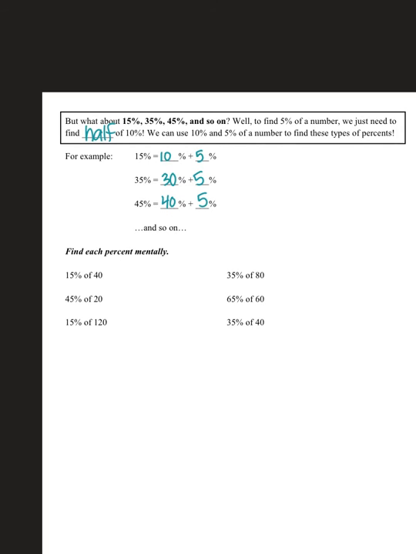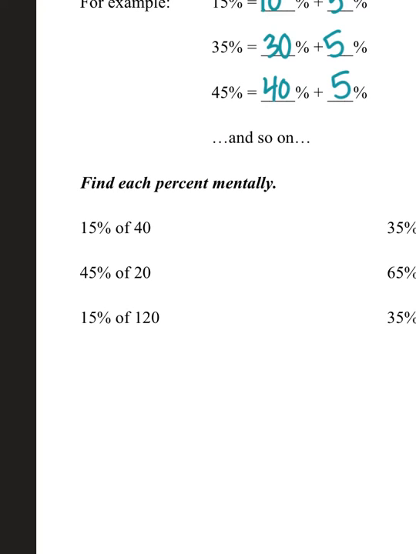So let's do this next part. Okay, I'm going to kind of break this down a little bit until we get the hang of it. 15% of 40, that's 10% plus 5%. Okay, so 10% of 40 is 4, plus 5% is going to be half of that 10%, right? And half of 10% would be 2. So 15% is 6.